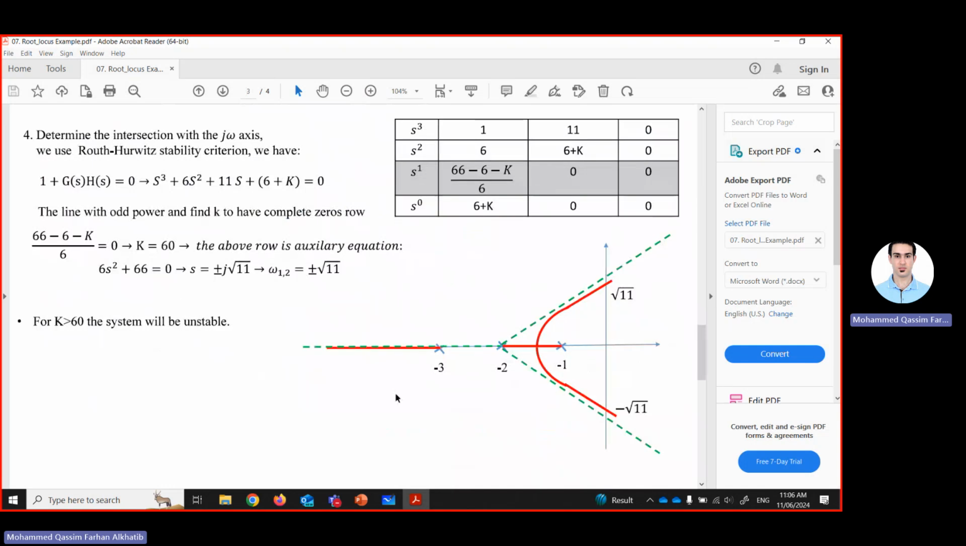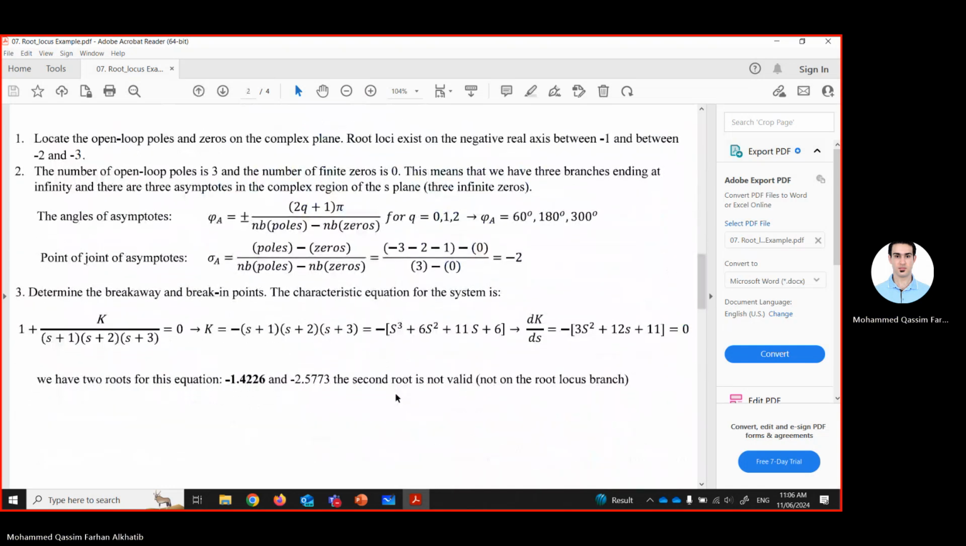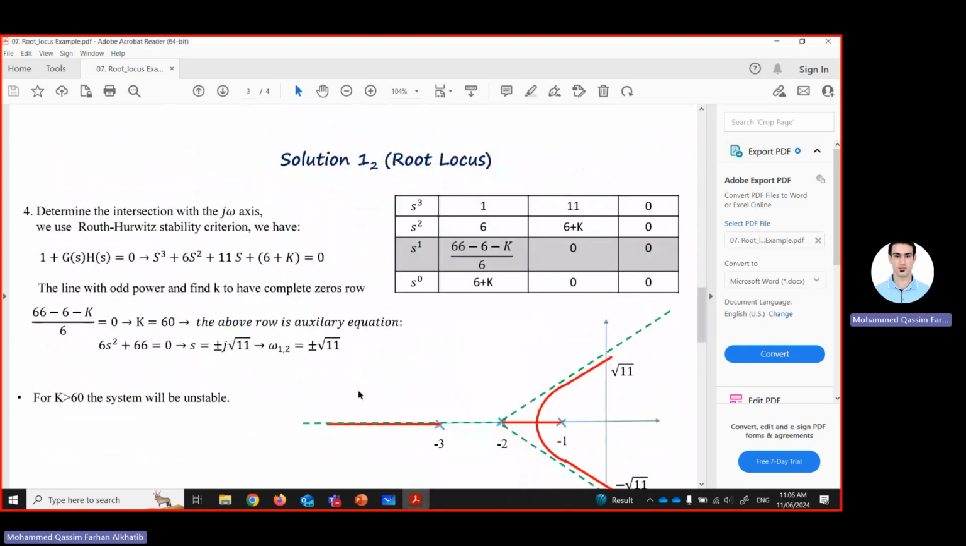So I suggest you try this and see if you will get the answer.